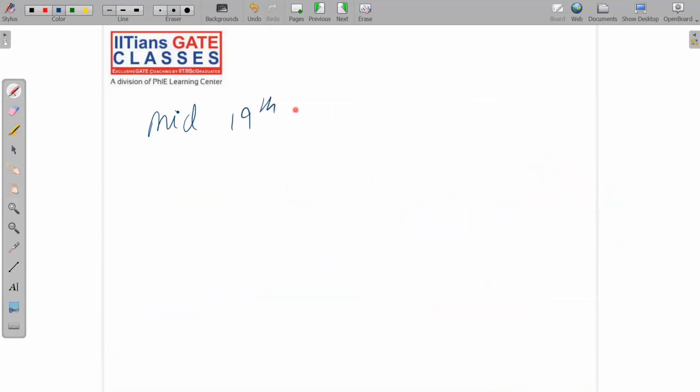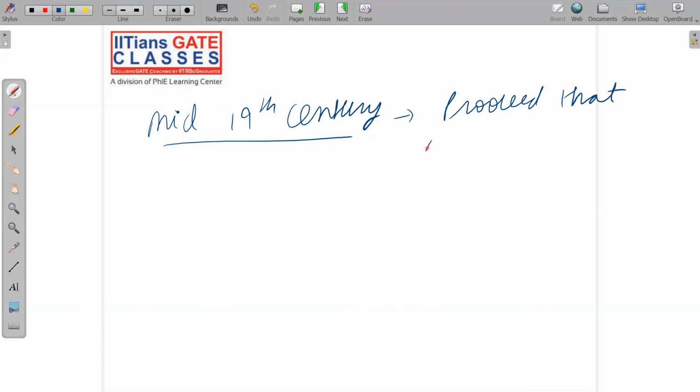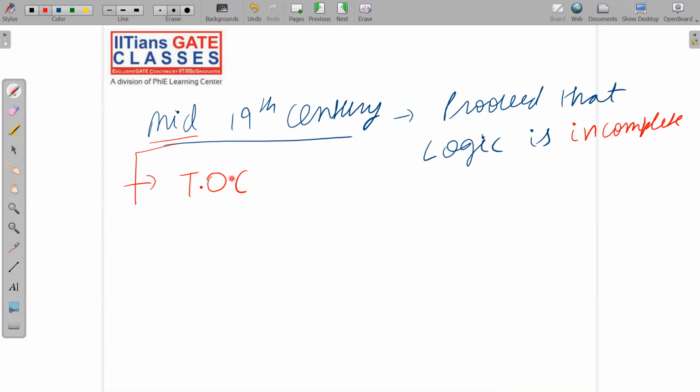In mid 19th century, these scientists properly proved that logic is incomplete. Of course, we do not need to go into the details of how exactly they proved it, but it was next to impossible at that time. And then after mid 19th century, the foundation of TOC was laid down. The TOC subject started.